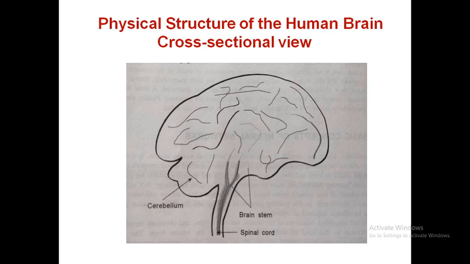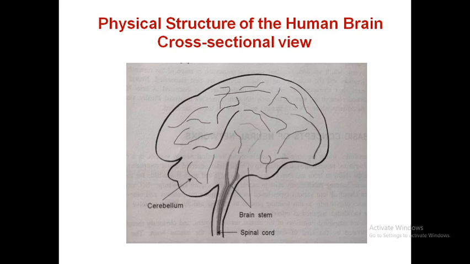So next is the physical structure of the human brain. This is a cross-sectional view of the human brain. Here I have taken this figure from the textbook. The key terms of the human brain are the brain stem, spinal cord, and cerebellum. So these are the key parts of the human brain.